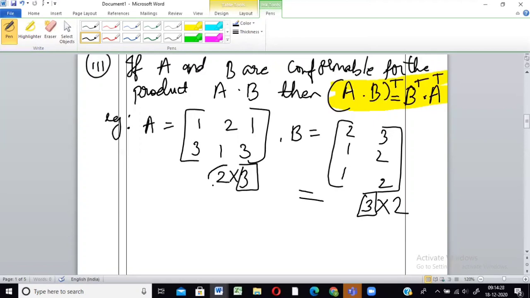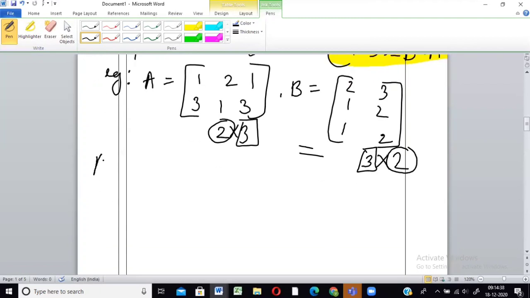And the resultant matrix will be of this order. The result, the answer of A into B, its order will be 2 cross 2. So A into B is nothing but, we know that the resultant matrix is going to be of order 2 cross 2. So I'm giving only this much space. This will be this thing into this thing, right? First row into first column.